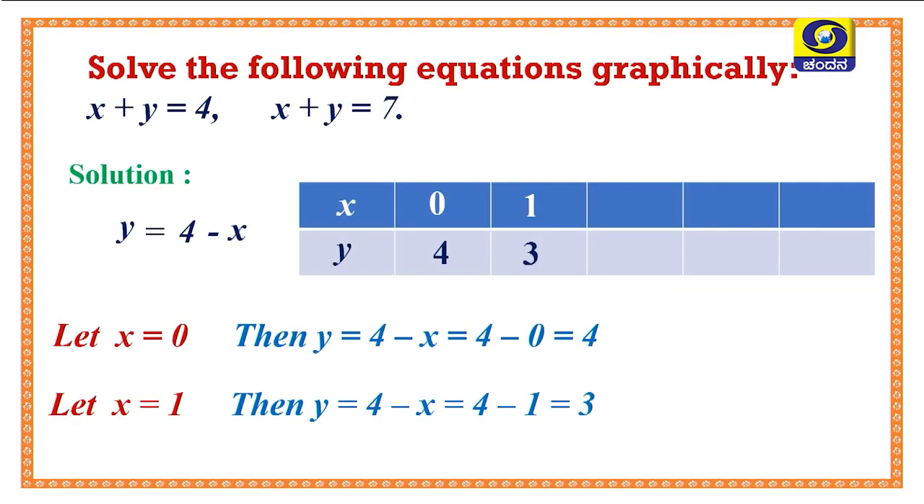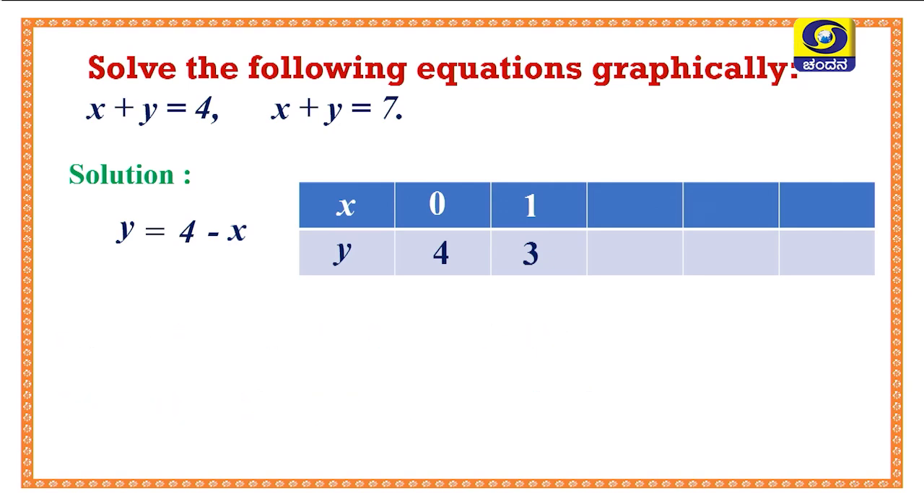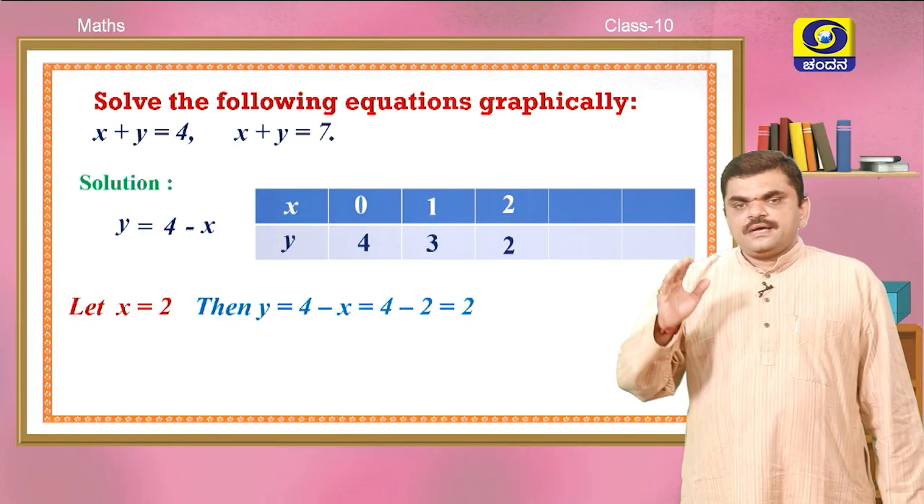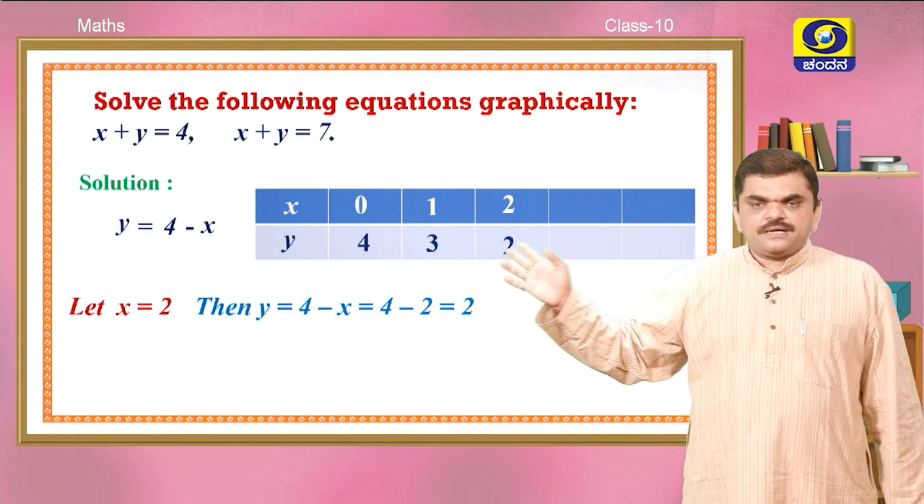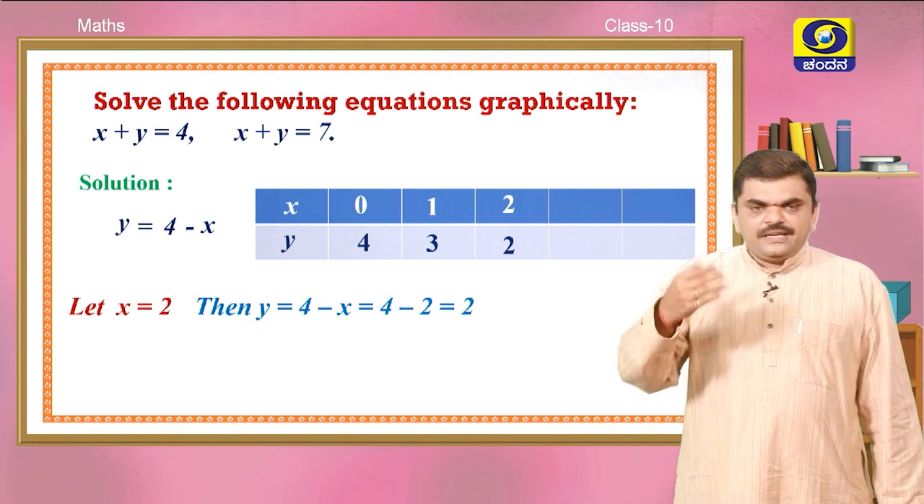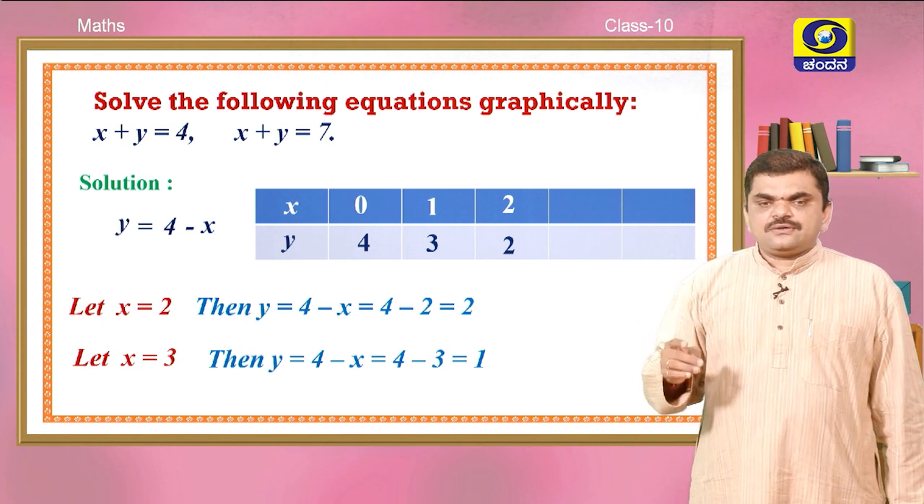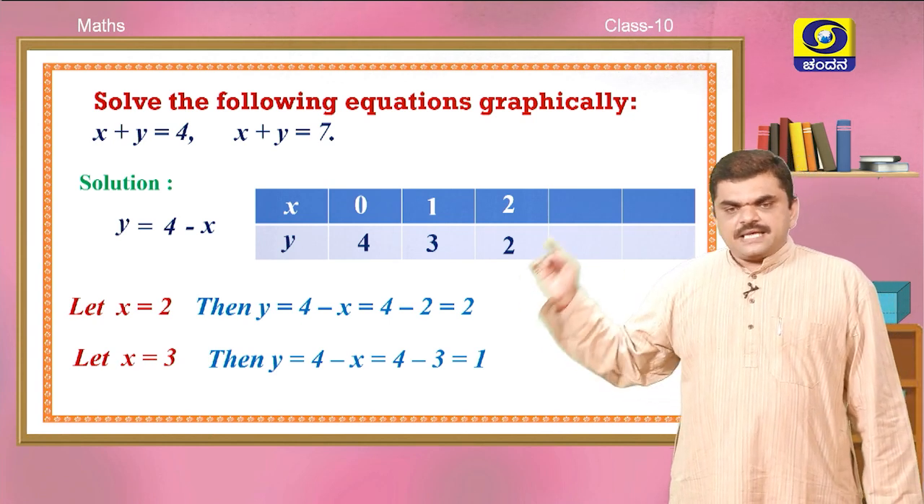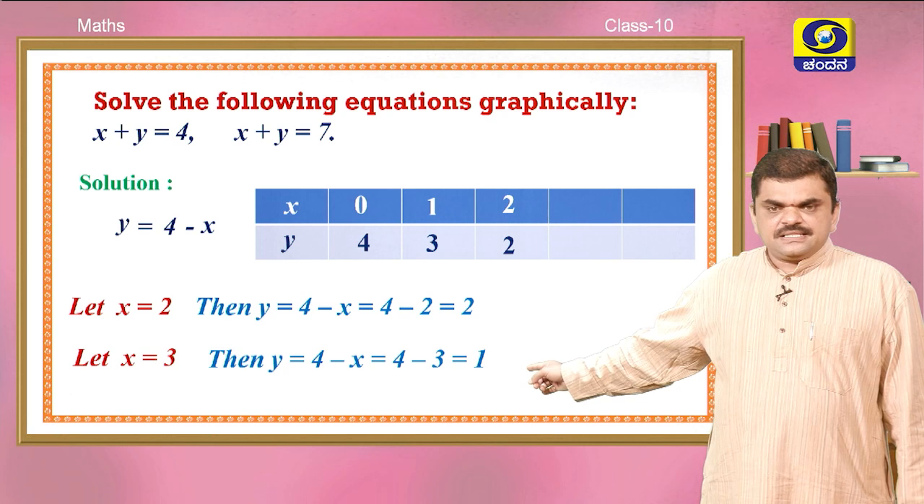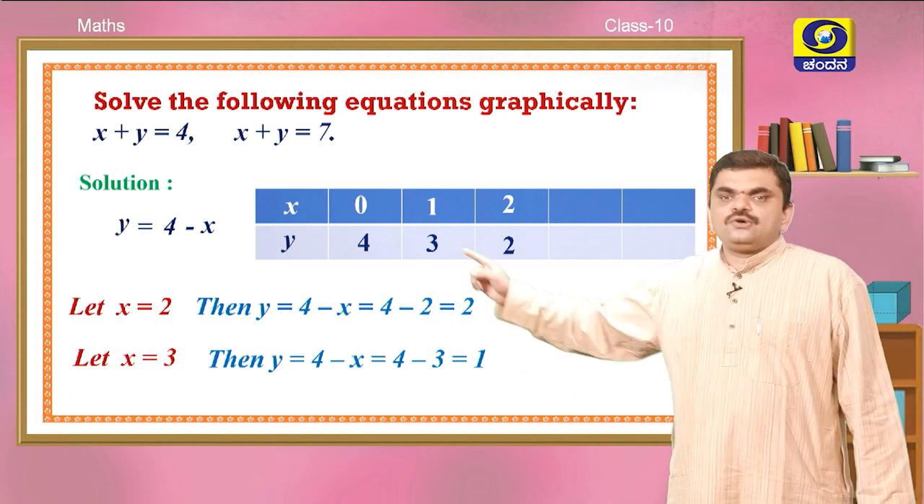Next, solve this equation, children. Next value, x is equal to 2. What does y become? y is equal to 4 minus x, that is 4 minus 2, that is equal to 2. So, the x coordinate and y coordinate both become 2 only. When we put x is equal to 3 here, then y is equal to 4 minus x, that is 4 minus 3, that is also equal to 1.